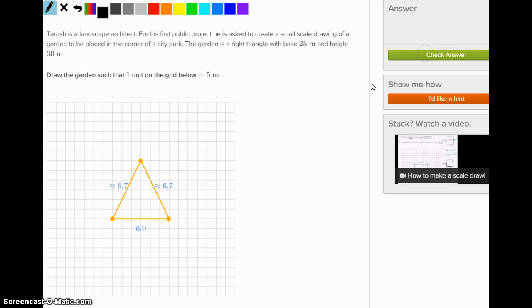Try another one. This one's a triangle. Okay, it says the garden is a right triangle with a base 25 meters and a height of 30 meters. Right triangle. That means it's got to have this right angle here. Base of 25, height of 30. And the scale I'm given is 1 unit is 5 meters. So that means just one of these is 5 meters. So I prefer a proportion here.